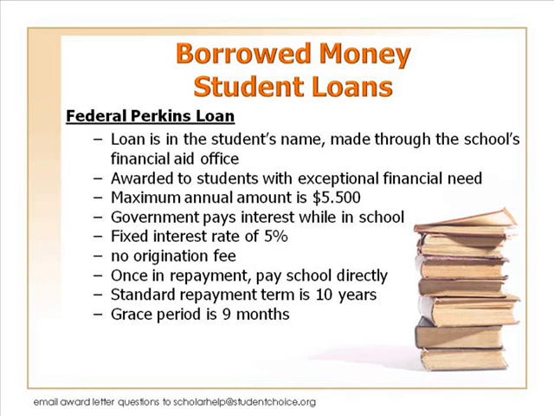So while the student is enrolled at least half-time in a degree-seeking program, no interest accumulates on this loan. Once they separate from the school and they do go into repayment, there is a fixed interest rate of 5%. There's no origination fee tied to this loan, and once in repayment, the students will pay back the money directly to the school. Standard repayment term is 10 years with a grace period of 9 months.